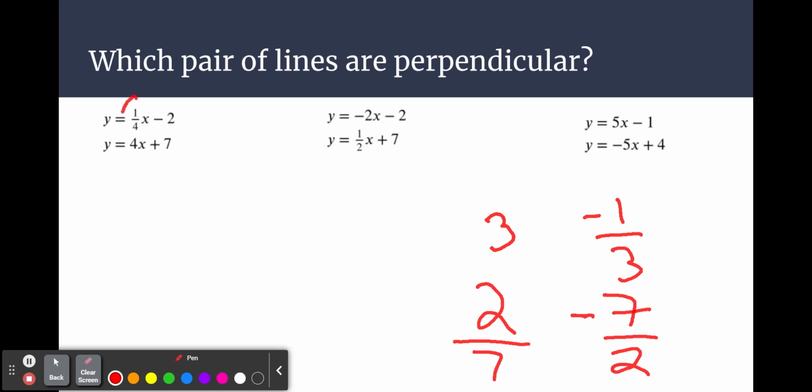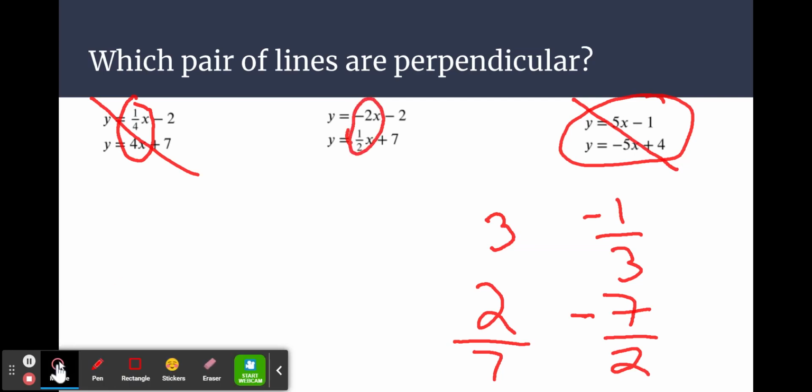So if we look at our first example, the fractions are flipped from each other, but they're both positive. So this is not going to work out. Our last one, they have different signs, positive and negative, but the fractions are not flipped. So that won't work out. The only one where the fractions are flipped and the signs are different is the middle one. So our answer is not perpendicular, perpendicular, and then our last one is not perpendicular as well.